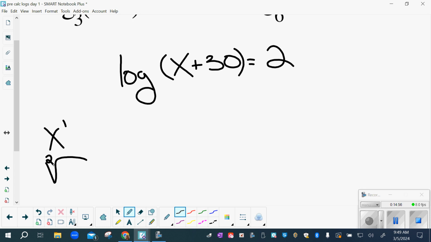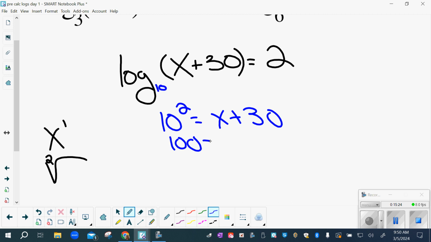Does anyone remember what it is? It's 10, because it's that stupid scientific notation. So when you don't see a base, that magical base is 10, right? Would 1 make more sense? Sure. Even 2 makes some kind of sense to me. 10, screw you, scientists. So we're going to say 10 to the second equals x plus 30. 100 equals x plus 30. x equals 70.